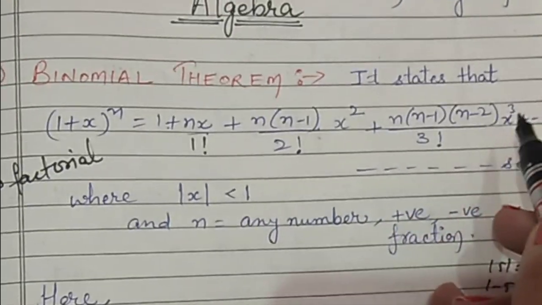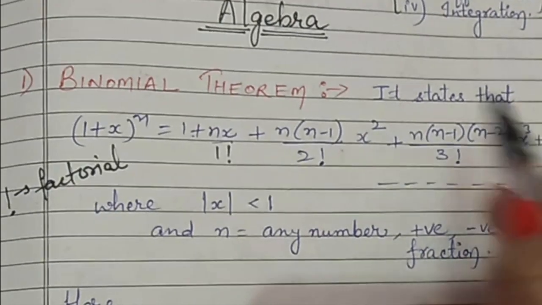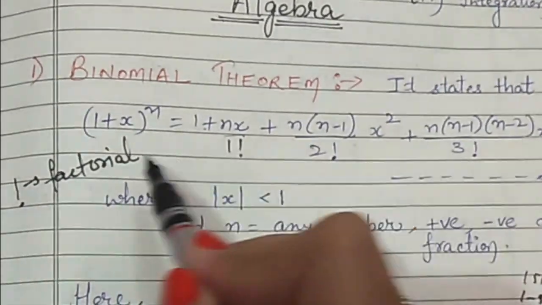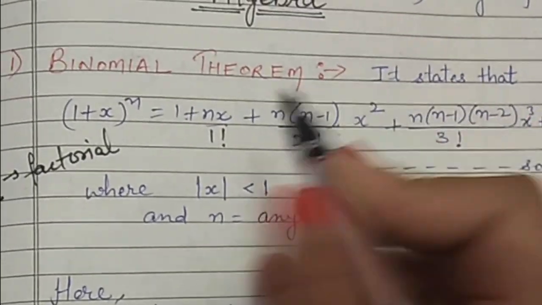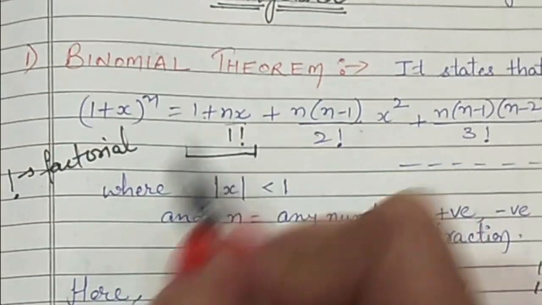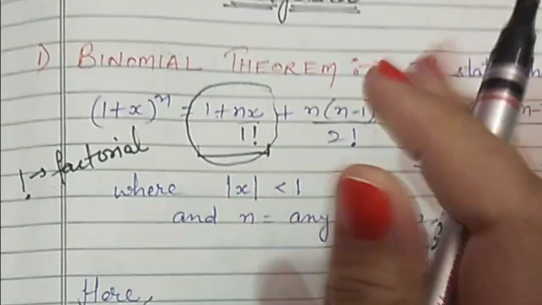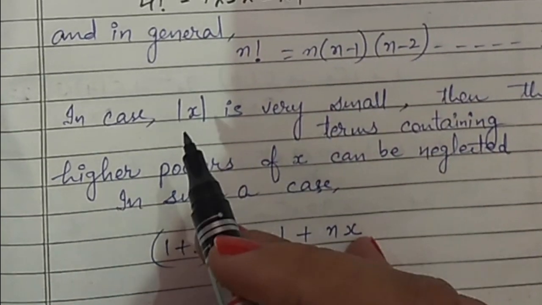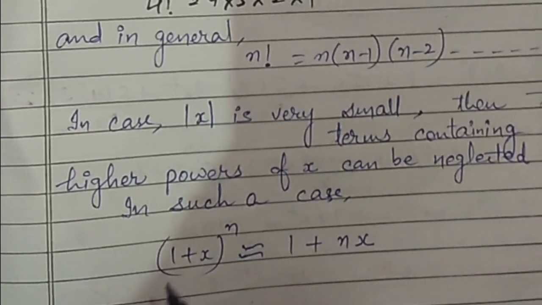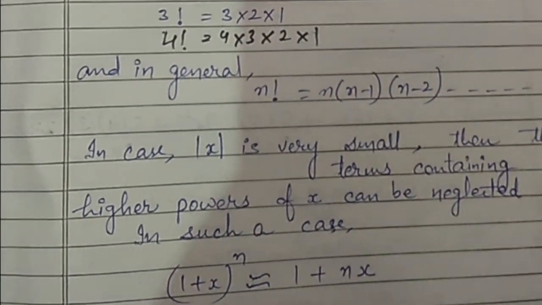x square, x cube, x4, x5, up to so on, all of those get neglected. So in mathematics we will use all these values up to so on, but in physics we will use only the expression up to this: 1 plus nx upon 1 factorial is used only. In such a case, when mod of x is very, very small, then 1 plus x raised to power n, this binomial theorem will be approximately written as 1 plus nx.